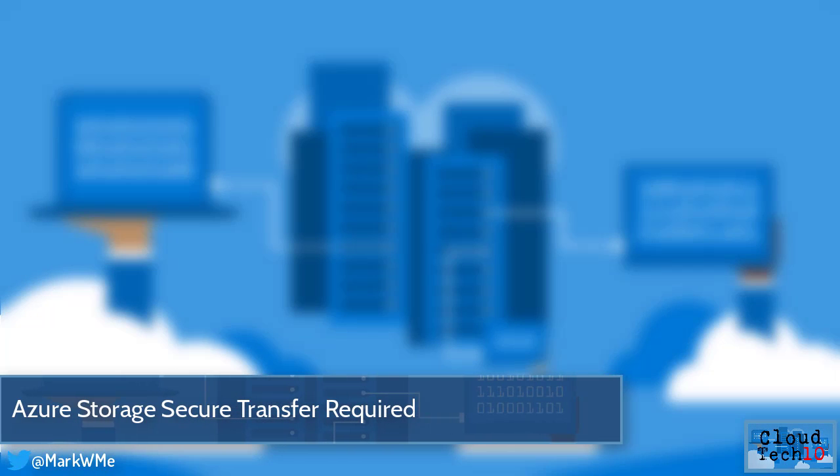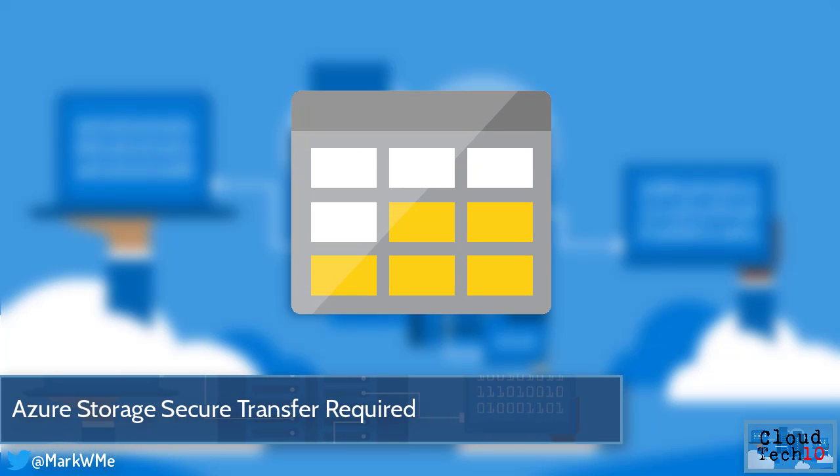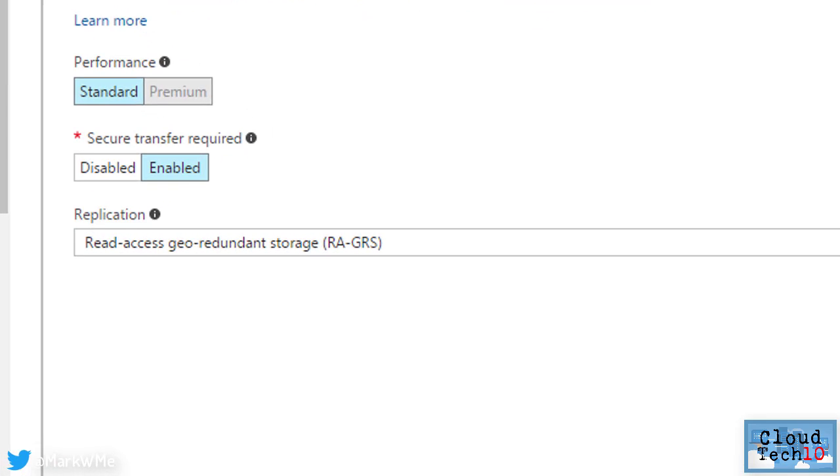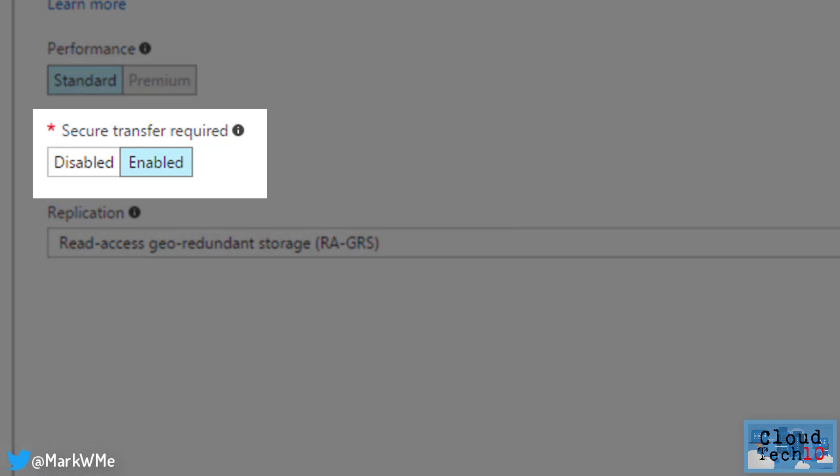A new option has been added to the Azure Storage accounts to enforce the use of secure HTTPS connections at all times. This is simply enabled through the new Secure Transfer Required switch, which can be enabled either when you create a new storage account or through the configuration settings of an existing storage account.